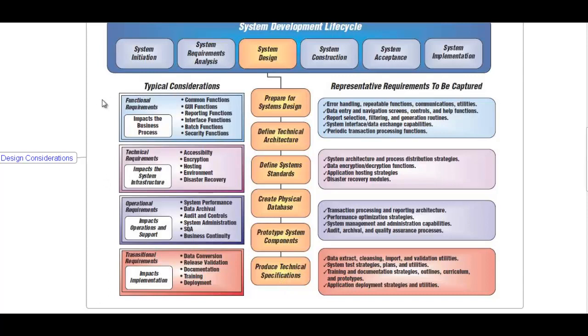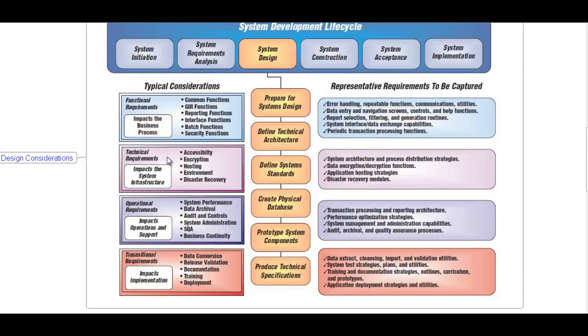Typical consideration: functional requirements impact the business process. Common functions: graphical user interface function, reporting function, interface function, batch function, security functions. Representative requirements to be captured in this phase: error handling, repeatable function, communication utilities, data entry and navigation screens, control and help functions, report selection, filtering and generation routines, system interface, data exchange capabilities, periodic transaction processing functions.